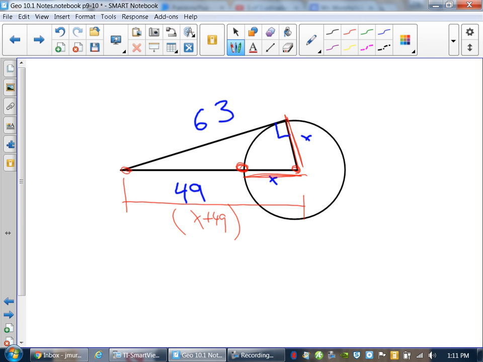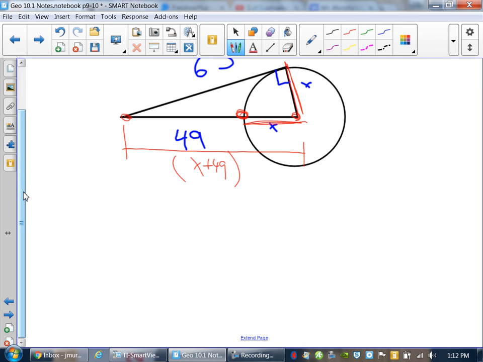Okay? So writing it out, what of those three segments is your hypotenuse? The x plus 49, because it's opposite the 90. So that just means in order to solve this out, I'm going to use that Pythagorean theorem again. So I'm going to get x squared plus 63 squared is the quantity x plus 49 squared.